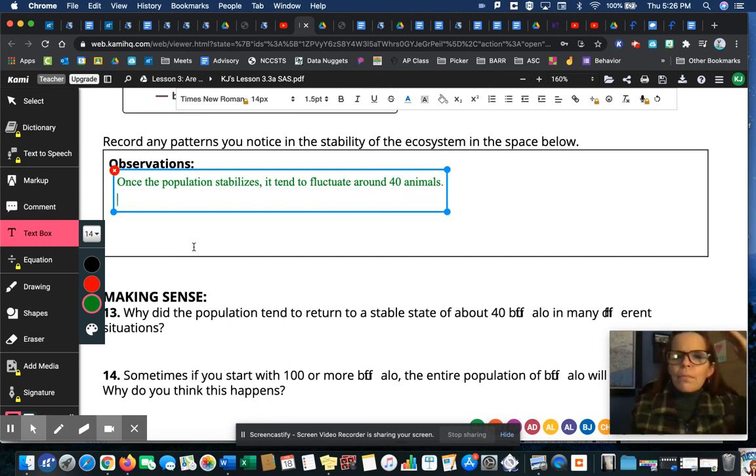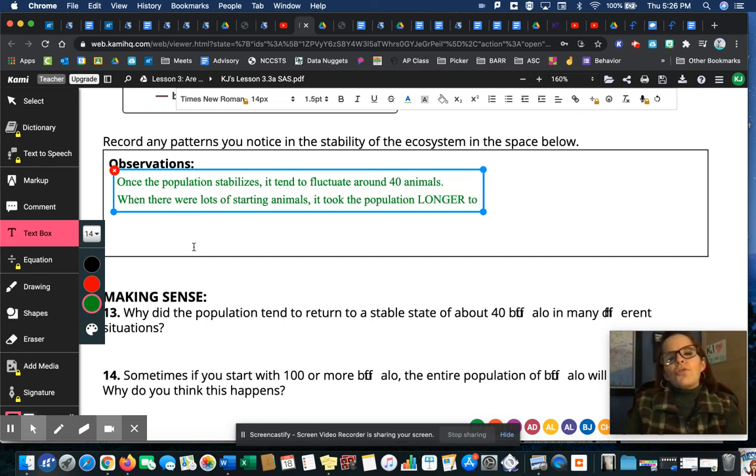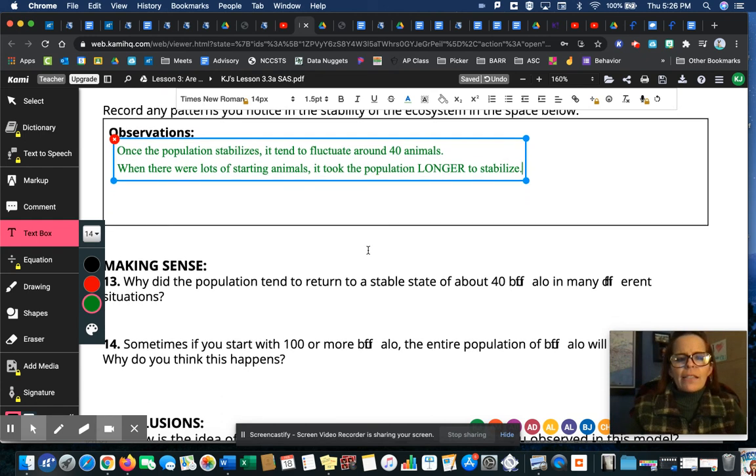The other pattern that maybe we just noticed, I hadn't noticed this before, is when there were lots of starting animals, it took the population longer to stabilize. So it took the population a longer amount of time to get to that 50 and then fluctuating around 40 again. So those are the observations I noticed. Put it in your own words, do whatever you want for that section.